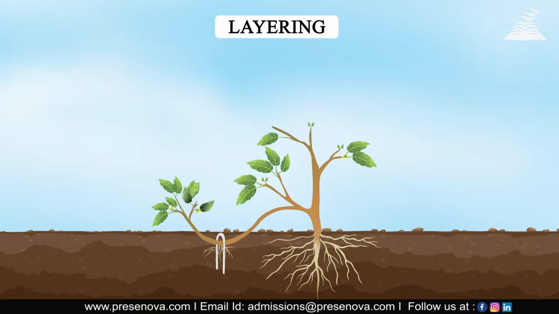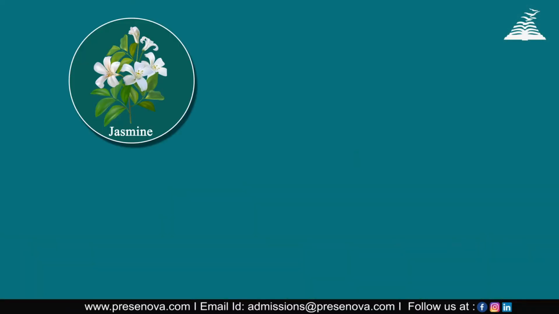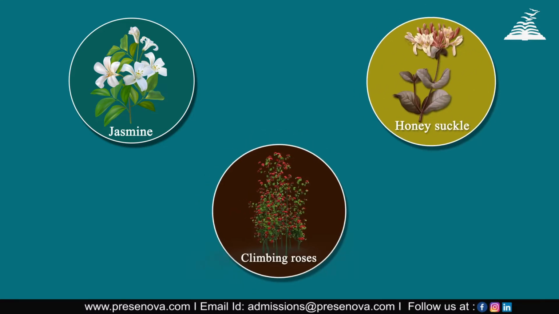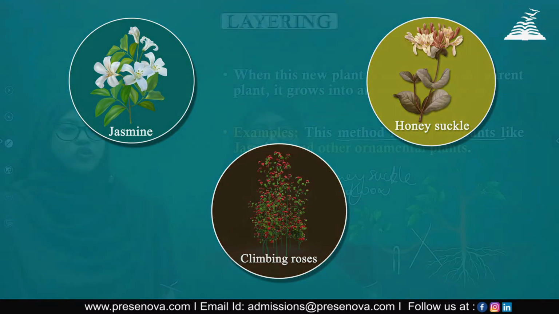Once the roots have developed, the plant will be cut off. It will be independent of the parent plant, and later it grows as an individual. The examples for this method of artificial propagation are the jasmine plant and other ornamental plants, which can be honeysuckle and climbing roses. So these are a few examples of plants which show layering as an artificial method of vegetative propagation.